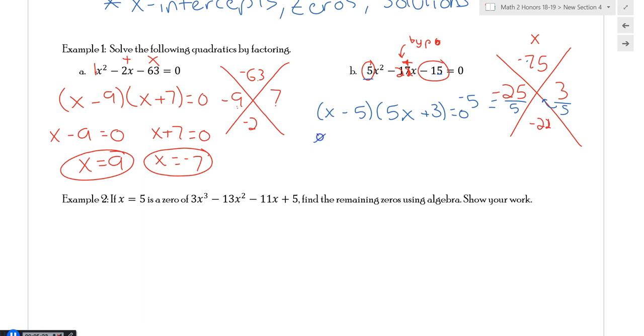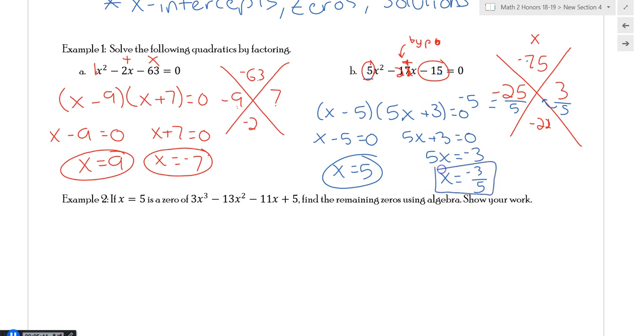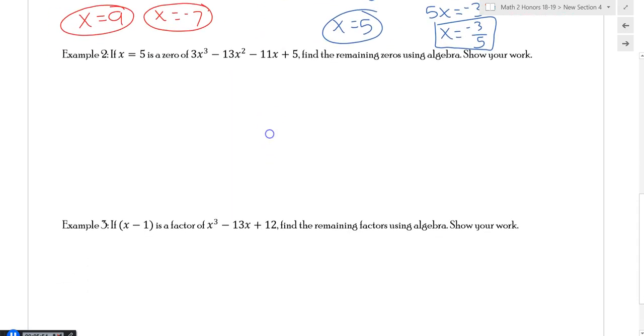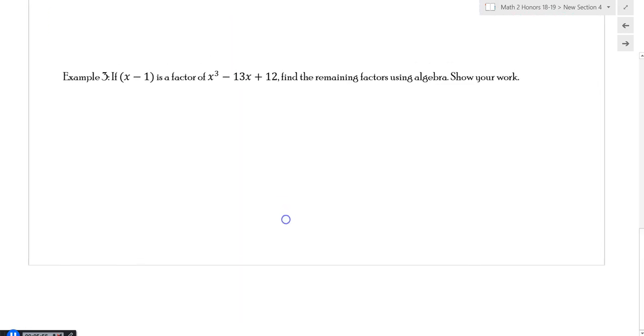Now, same thing, x minus 5 equals 0, so that's x equals 5, just adding that 5. 5x equals negative 3. X equals negative 3/5. Alright. So we need to know factoring in order to solve polynomials because eventually we get to the step where we have to do factoring.